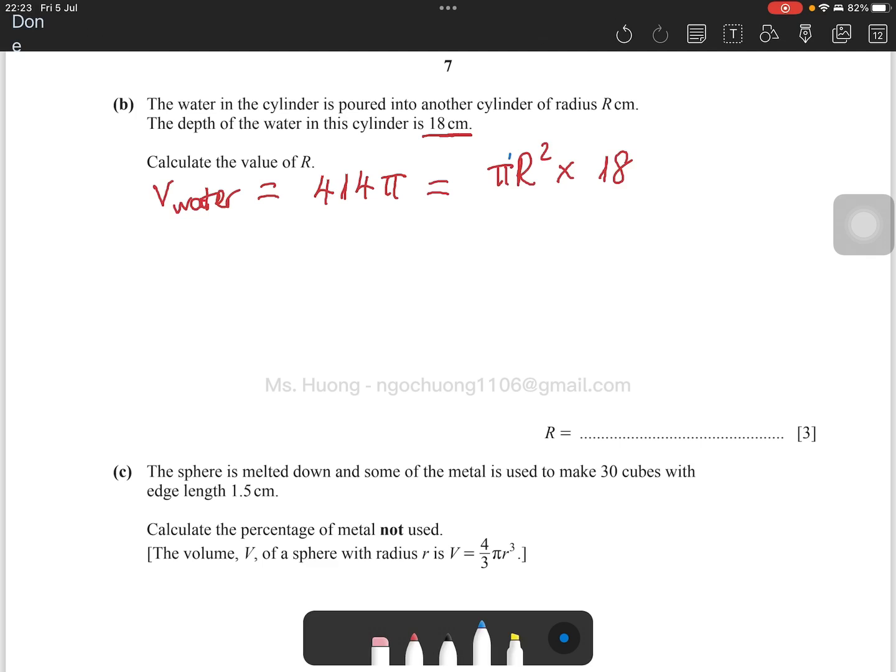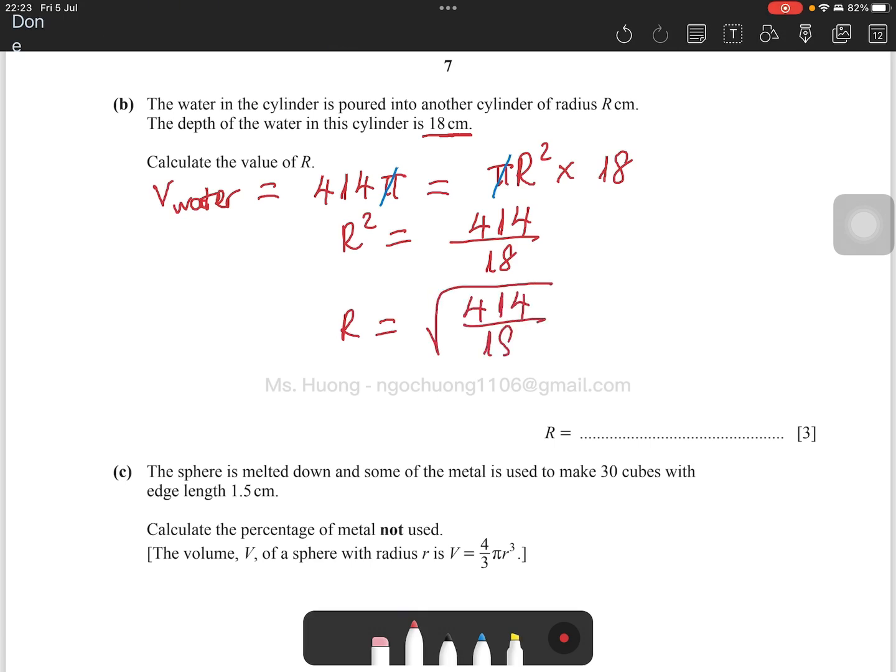Similarly, we can cancel pi and pi. So to find the radius squared, we divide both sides by 18. And then to find the radius, we take the square root of this quotient. Because the radius is positive, we don't need to write positive and negative sign. And the answer for this is 4.80.